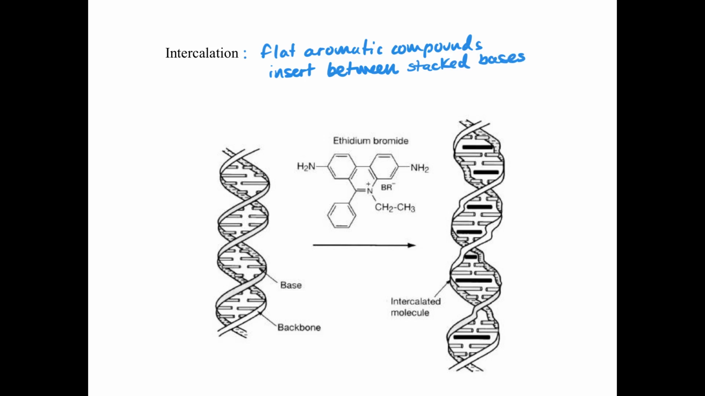And the classic example of this is a compound you might be familiar with. It's ethidium bromide, which, like I said, is flat and aromatic. This is a compound that we use to treat DNA in agarose gels in order to see them, because this is a fluorescent compound. Now, molecules like this are going to insert, and they do so, as we said, in between bases that are stacked right next to each other.